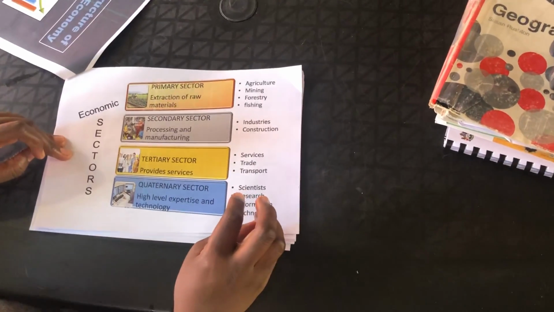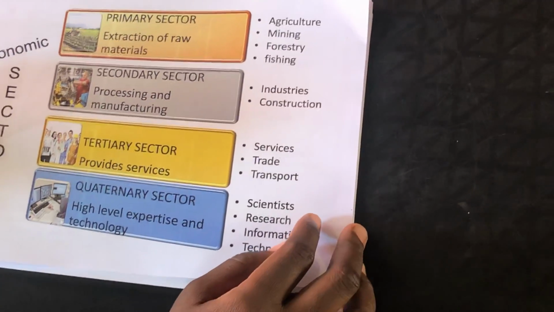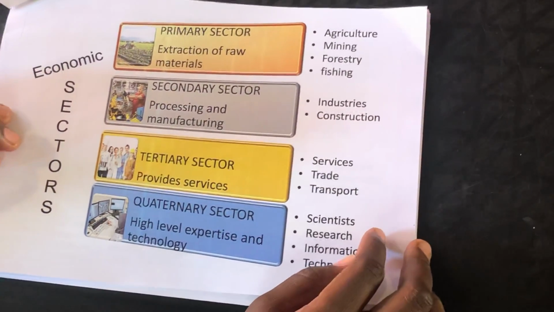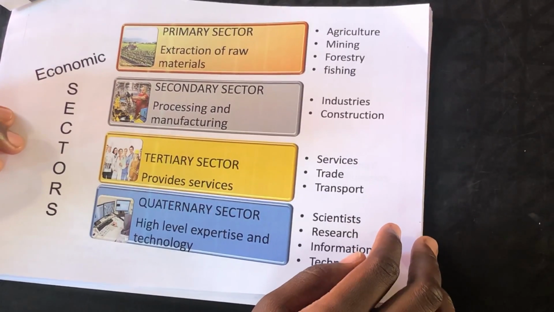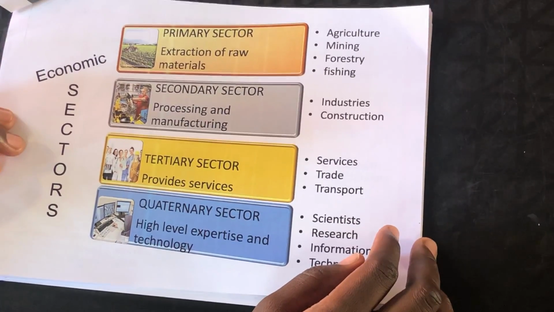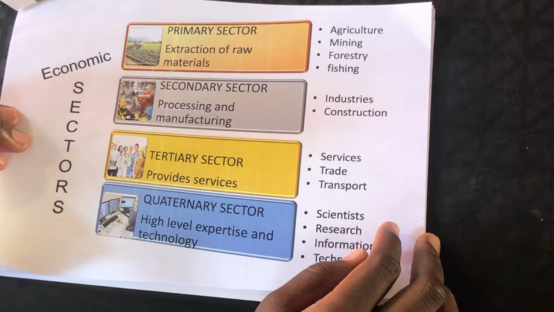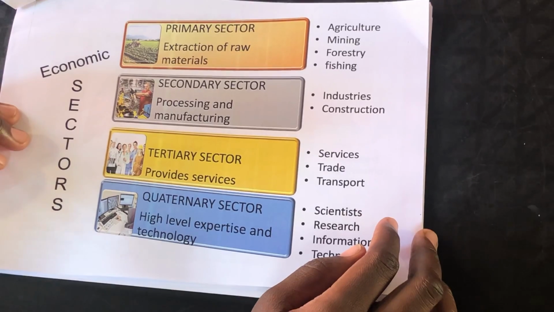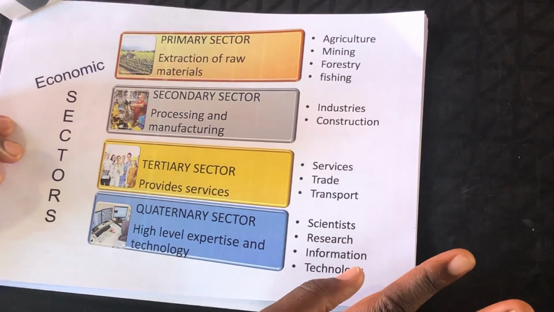Primary sector is basically extraction of raw materials from the ground, and examples of that are agriculture, mining, forestry, and also fishing. Number two, we also have the manufacturing sector, also known as the secondary sector, which involves processing of raw materials to finished products. So this basically involves the factories and also the industries and the construction areas.